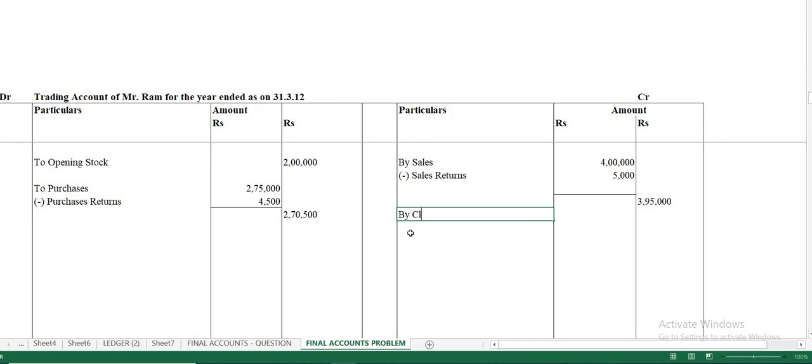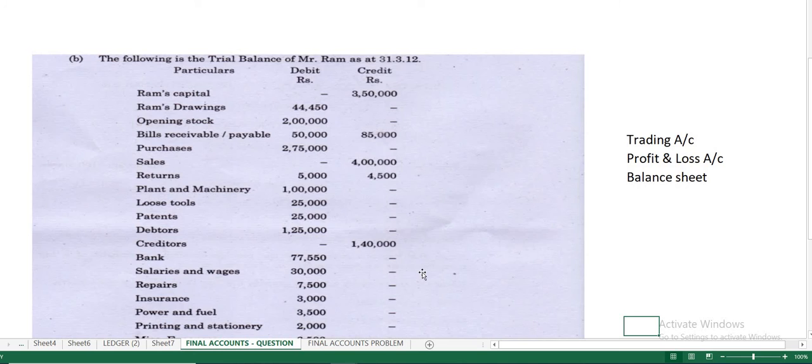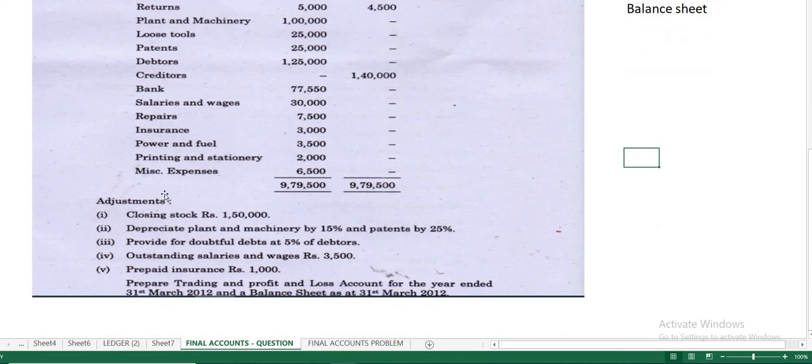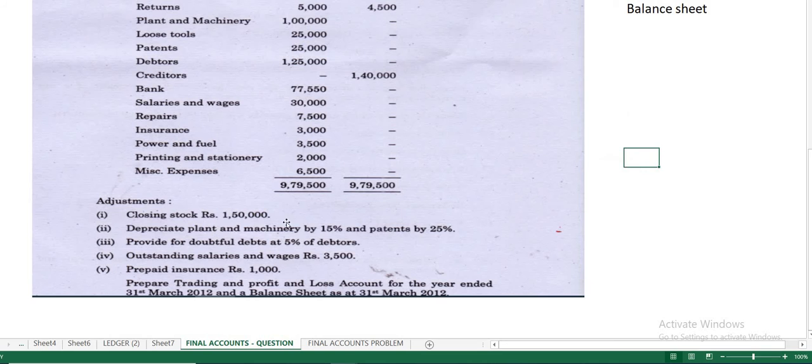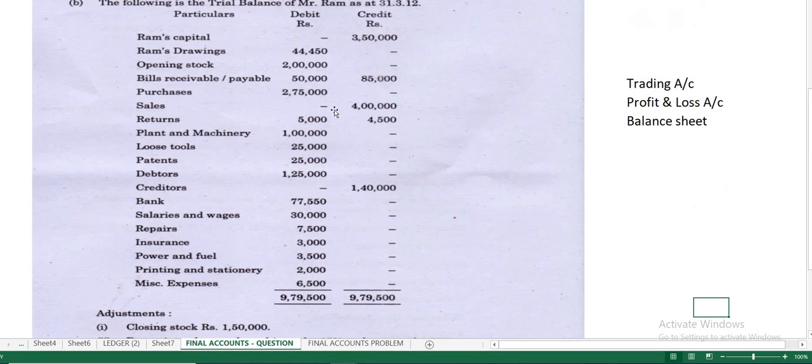Closing stock will appear. Okay, closing stock, that amount, how much? Just refer to the question, which will be given in the adjustment. 1,50,000 is your closing stock amount. 1,50,000, here one time you have to show, and in the balance sheet, as a current asset, you have to show that 1,50,000. Okay, then any other item should come, you just verify and check it out.